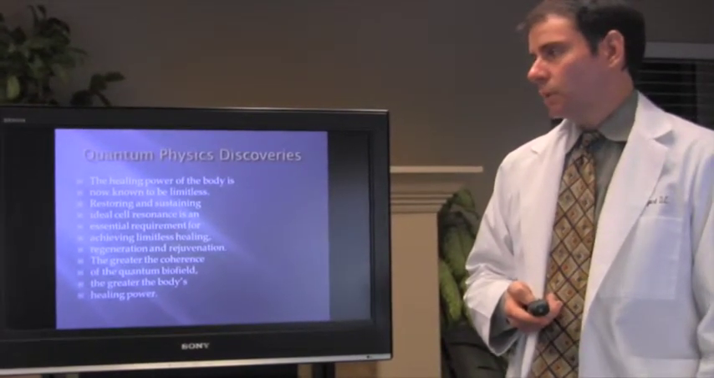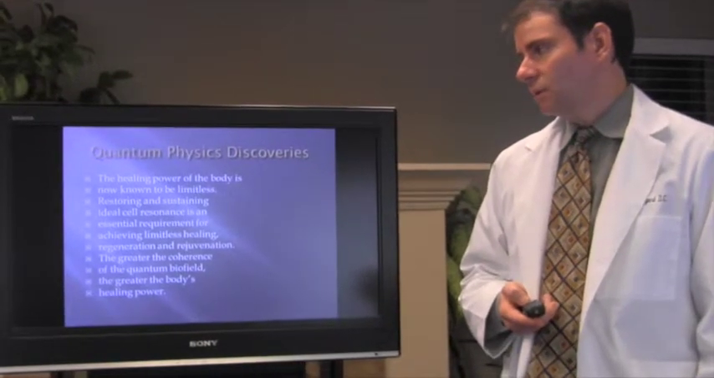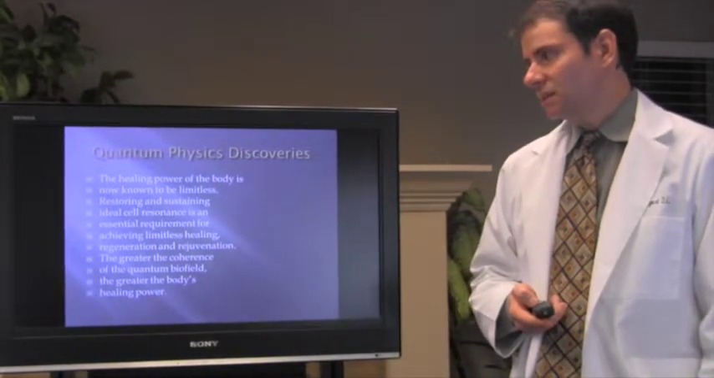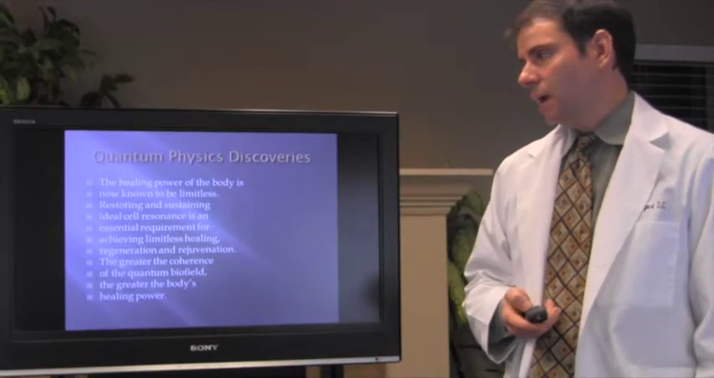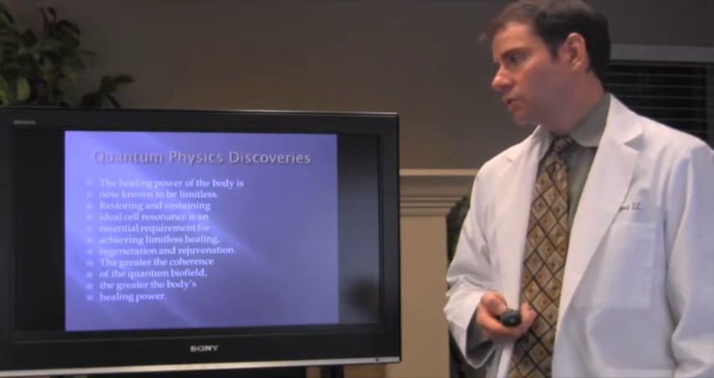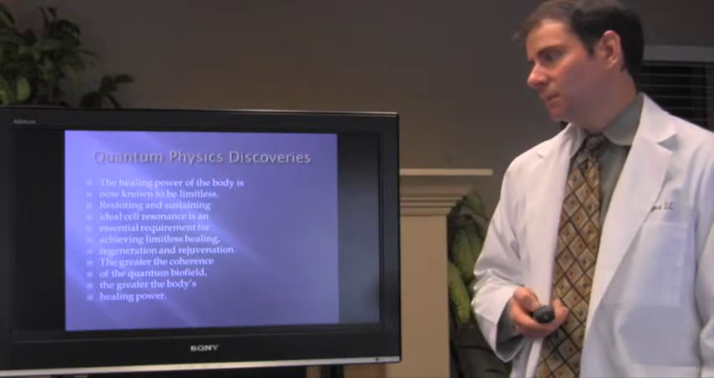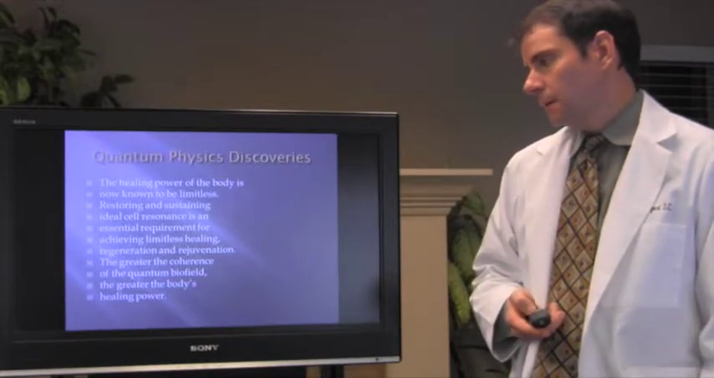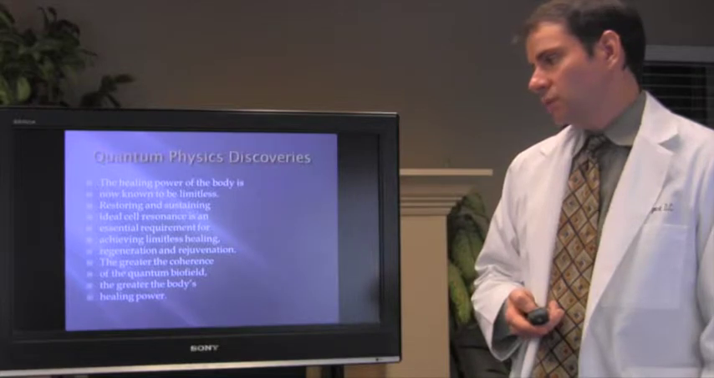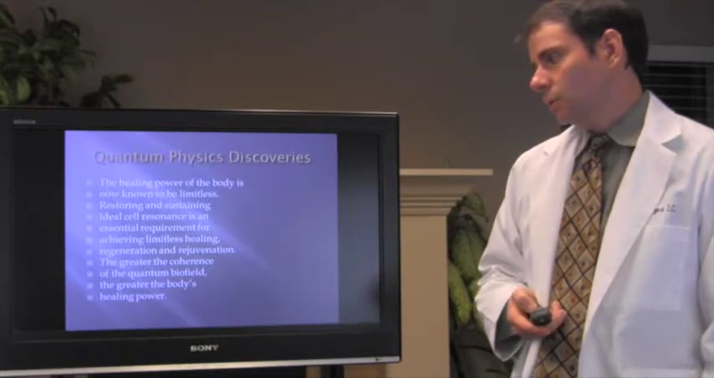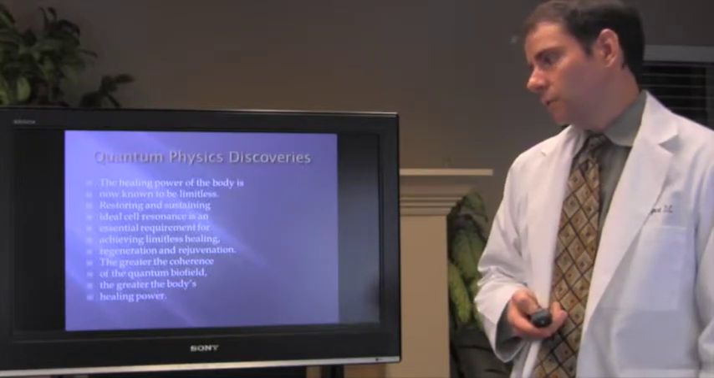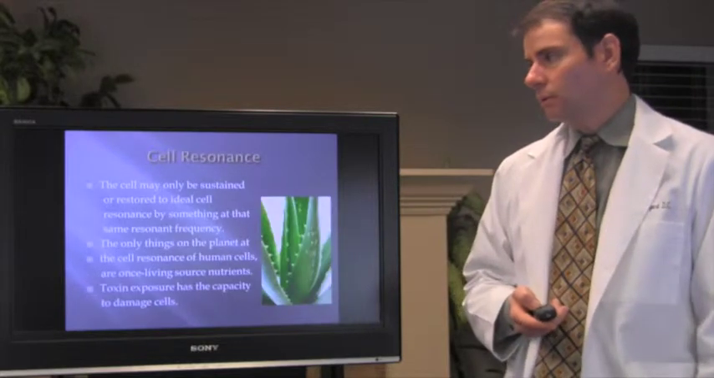So we're dealing with what we call quantum physics. Quantum physics states that the healing power of the body is now known to be limitless. Restoring and sustaining ideal cell resonance is an essential requirement for achieving limitless healing, regeneration and rejuvenation. The greater the coherence of the quantum biofield, the greater the body's ability to heal.